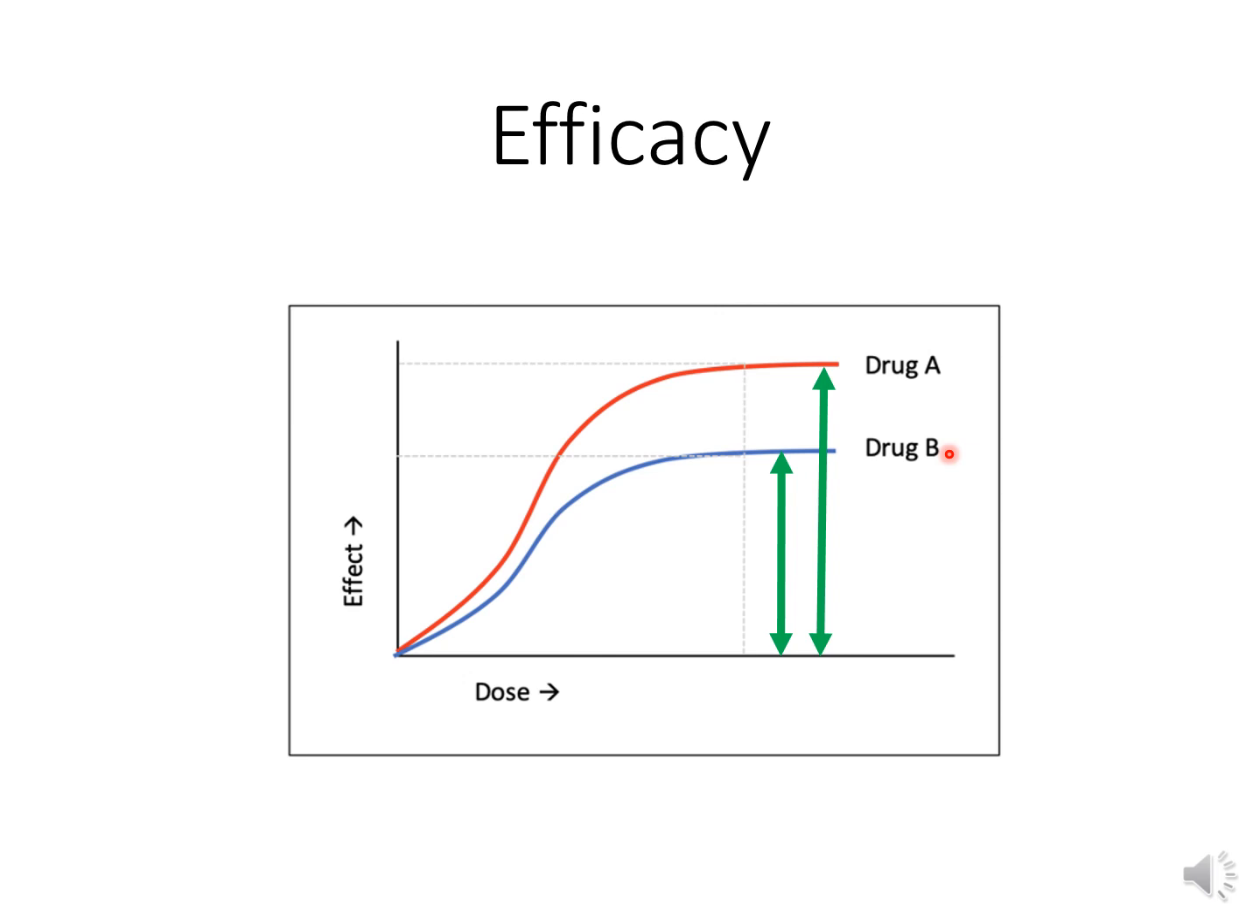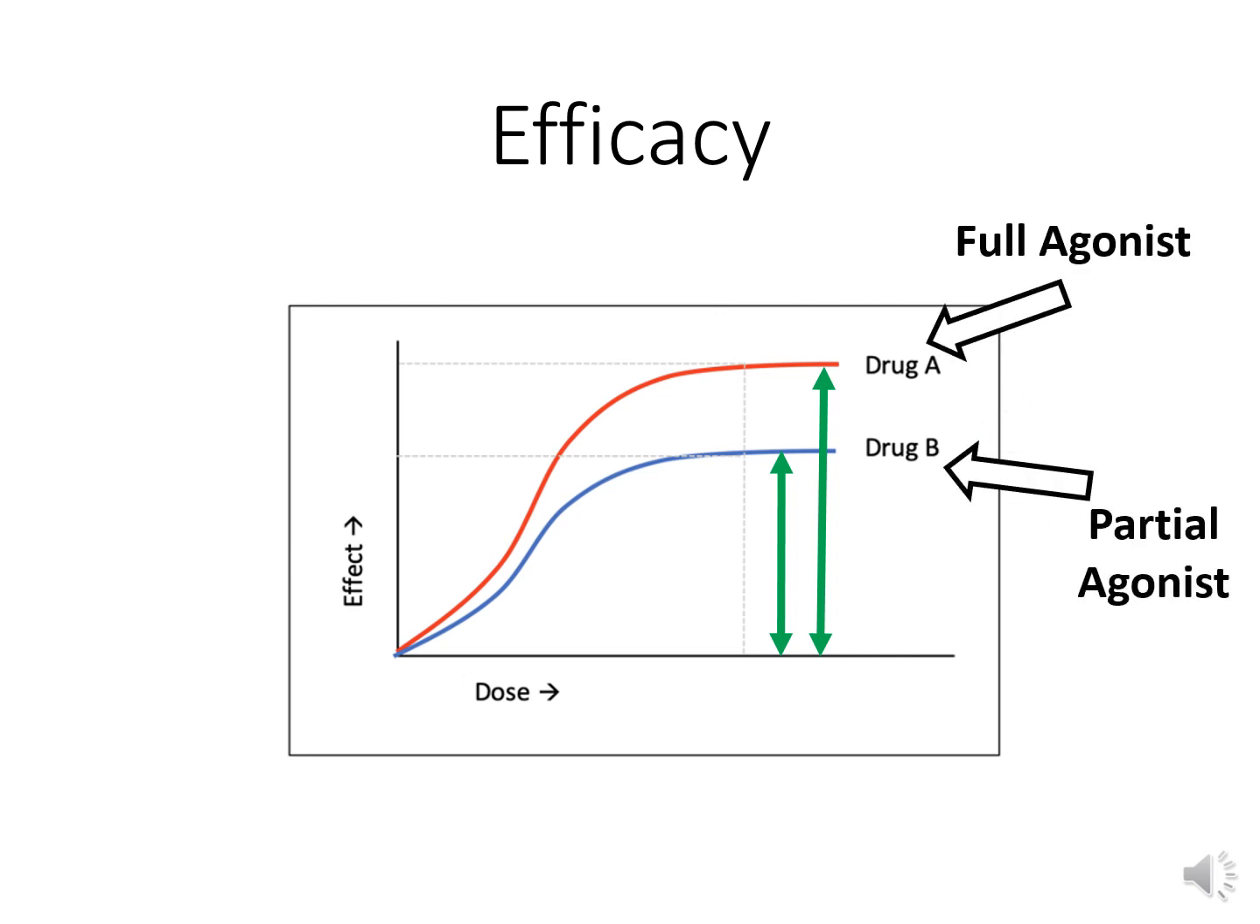Please look carefully that we're looking at the maximum possible effect regardless of the dose, which means until we reach the plateau of each curve, then we can compare the ceiling effects. On other topics, drug A can be called a full agonist, and drug B, you can guess, can be called a partial agonist.